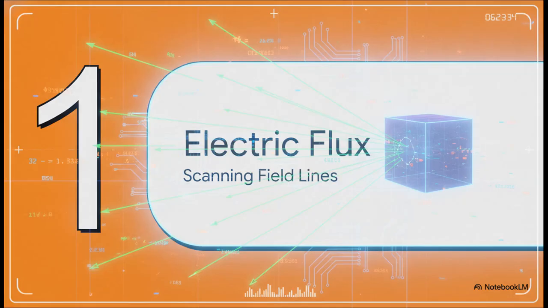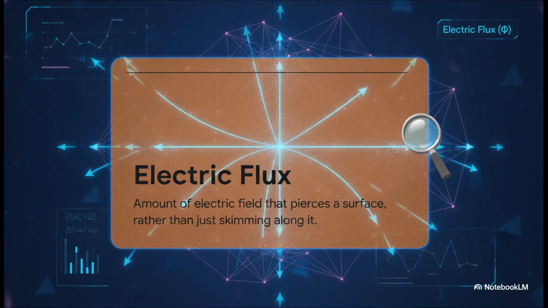Starting with level 1, what exactly is electric flux? Let's scan the field lines. Electric flux, which we represent with the Greek letter phi, is simply the specific amount of electric field that pierces directly through a surface, rather than just skimming along its edge. I want you to imagine flux as this bright neon energy piercing right through a glowing 3D mesh. We don't care at all about the energy flowing parallel to the mesh. We only care about the exact amount of the electric field that is actively penetrating that surface.